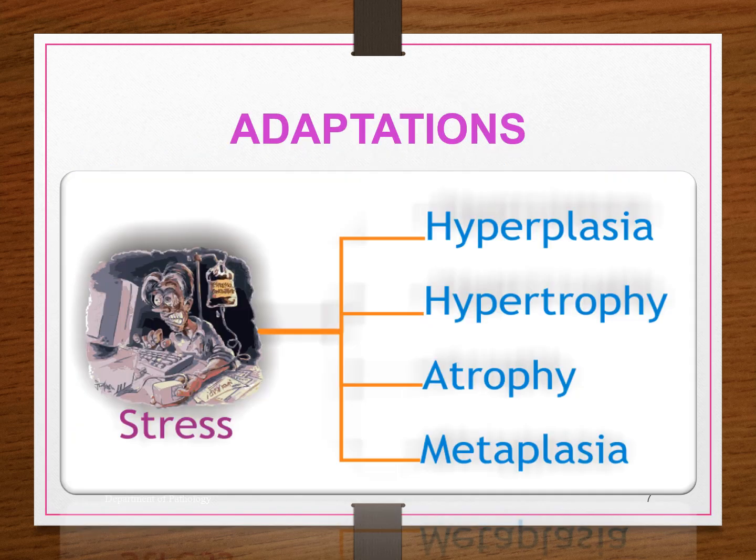Now coming to adaptations. When a stress or injury or stimulus is given to a cell or tissue, it reacts in a way to accommodate or acclimatize. This is called adaptation. These cellular adaptations can be of four types. One is hyperplasia, other is hypertrophy, other is atrophy, and the last but not the least is metaplasia.